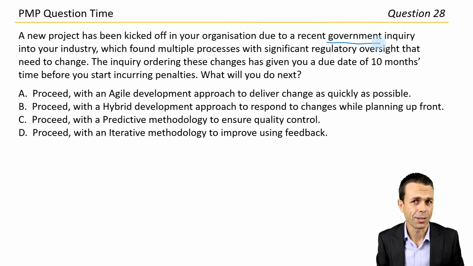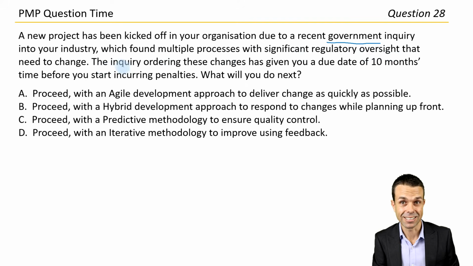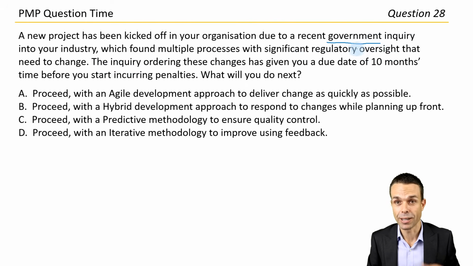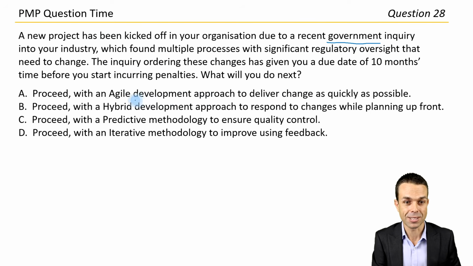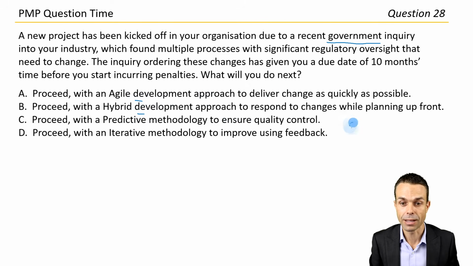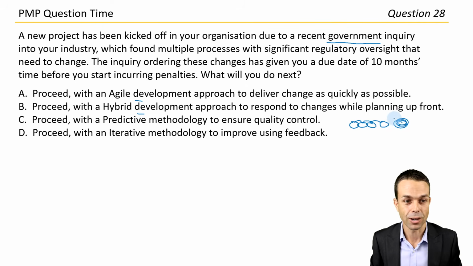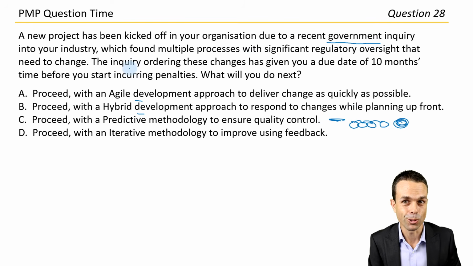Okay, government could be a clue here, so lots of regulation, which found multiple processes with significant regulatory oversight that need to change. Usually when government or regulation is involved, if this is about processes again or development approaches, which it seems to be, it's usually going to be a predictive or a waterfall approach where we're planning everything up front, getting all of the quality checks and things signed off properly, and then releasing so that there's no mistakes. And that's where we've got a lot of regulation and a lot of government oversight. So, could be that one. Let's quickly finish this and see if there's any other clues just in case.